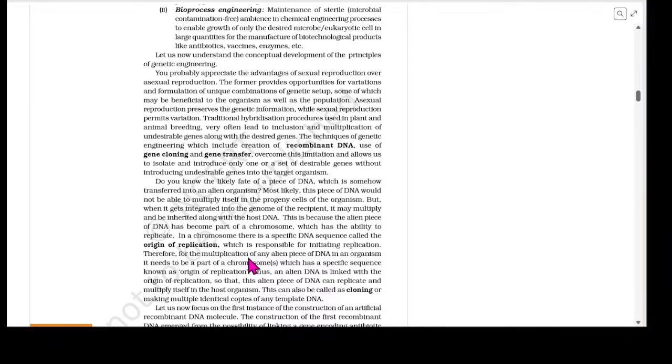Therefore, for the multiplication of any piece of DNA in an organism, it needs to be a part of a chromosome which has a specific sequence known as origin of replication. Thus, an alien DNA is linked with the origin of replication so that this alien piece of DNA can replicate and multiply itself in the host organism. This can also be called cloning, or making multiple identical copies of any template DNA.